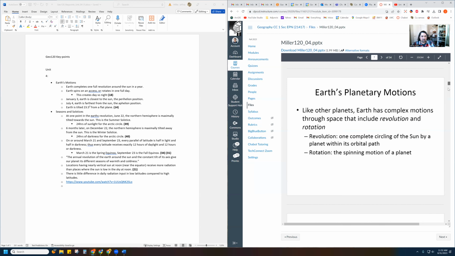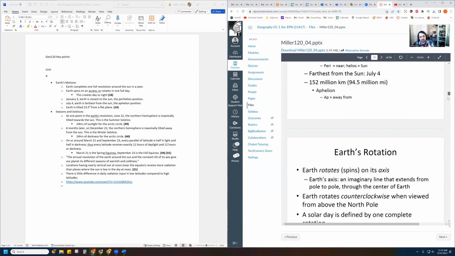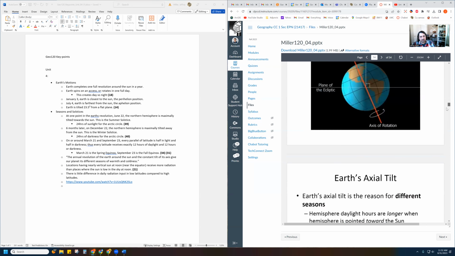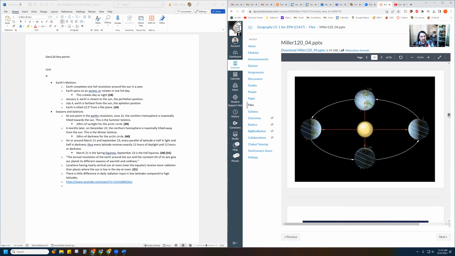Boom, boom, boom. See, there's a lot of other stuff that's a bit redundant, and like I said, you don't need to overwhelm yourself with the slides. Anyway, here's slide 18, where you see the tilt and where you see the spin and the rotation, right? Creating this kind of day-night effect.